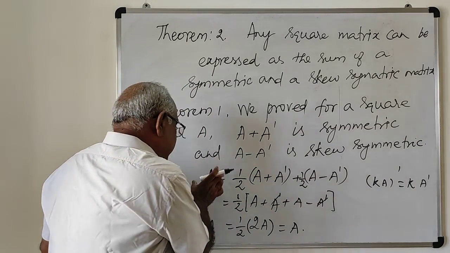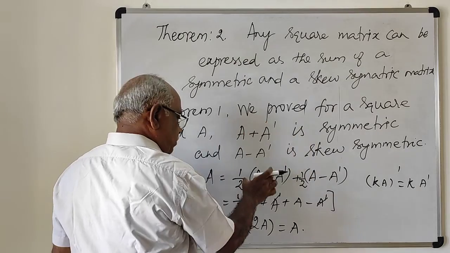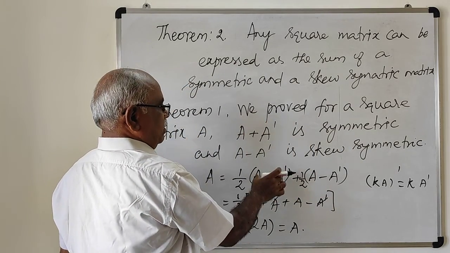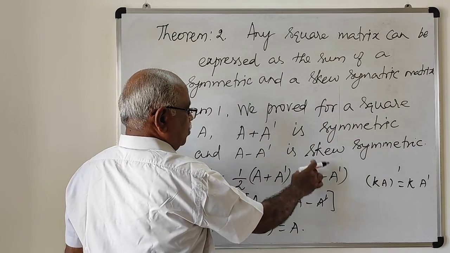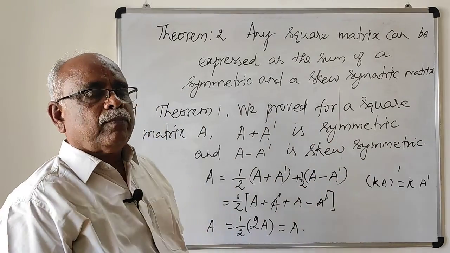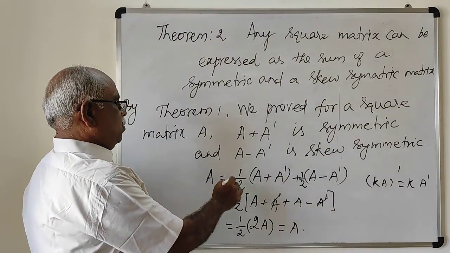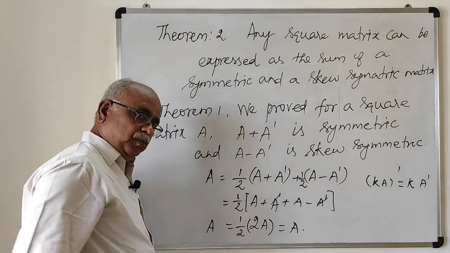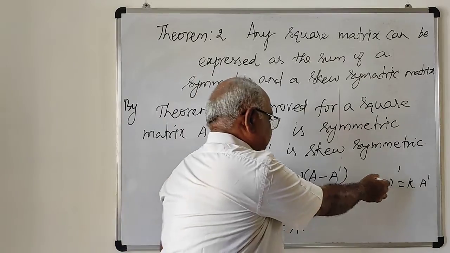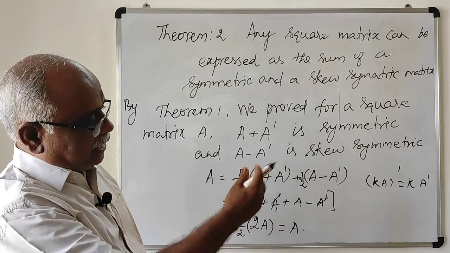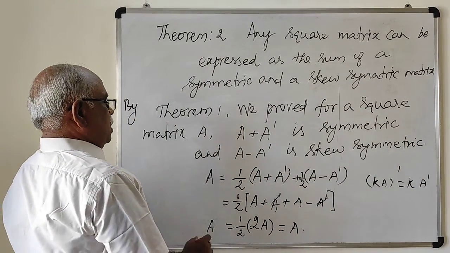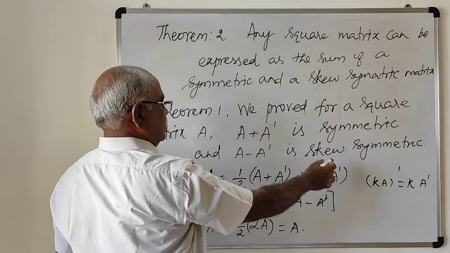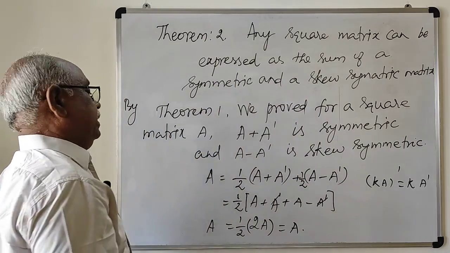So, a matrix A can be expressed as the sum of a symmetric matrix and a skew symmetric matrix. The symmetric matrix is 1 by 2 into A plus A dash. The skew symmetric matrix is 1 by 2 into A minus A dash. See, 1 by 2 is multiplied only for compensation, using the property that K into A the whole dash equals K times A dash. Therefore, any matrix is expressed as the sum of a symmetric and skew symmetric matrix. That is theorem 2.